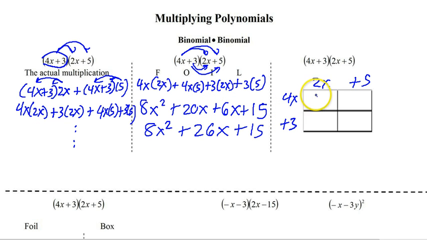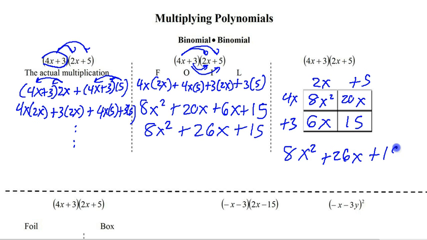So 4x times 2x is 8x squared. 4x times 5 is 20x. All we're doing is multiplying. 3 times 2x is 6x, and 3 times 5 is 15. And you notice it's exactly the same 4 terms. So you put your binomial here, your other one right there, multiply, gives you all 4. So now we have 8x squared plus 26x plus 15. And that's your answer.